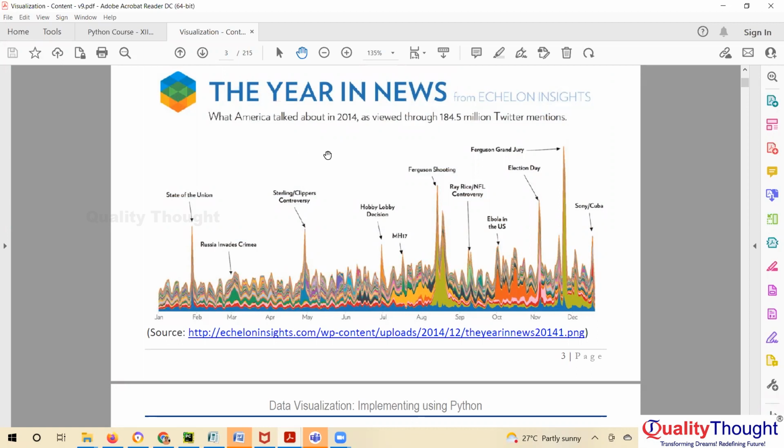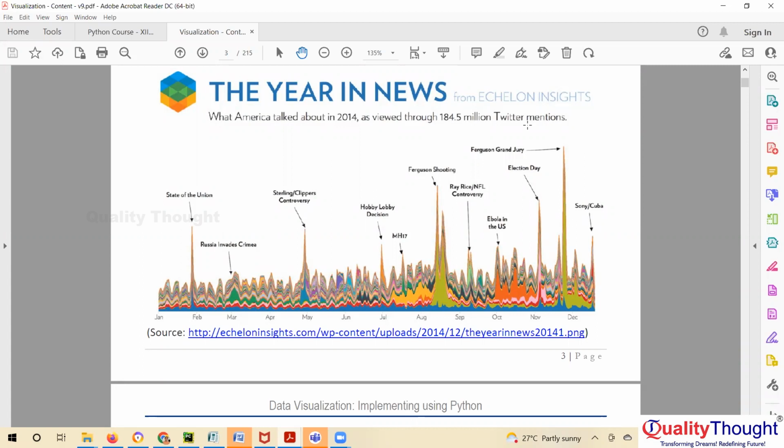And what they have done is they have created a graph of how many of those things were mentioned. So if you clearly see, as you said, the Ferguson grand jury was the most talked about. Then you have election day, Ferguson shooting, State of the Union. These are the topics that were most discussed. So you can say that these are the top topics which Americans were interested to know in 2014.